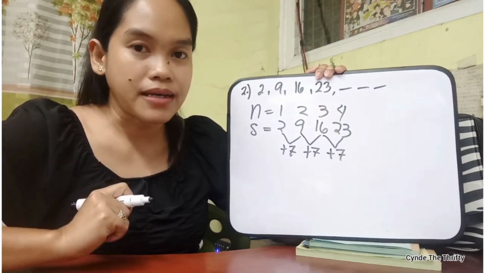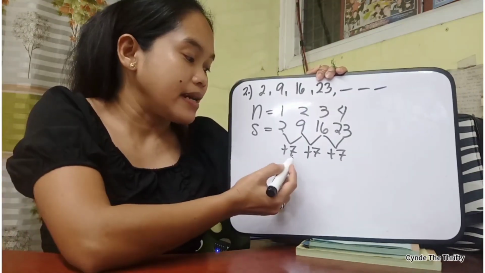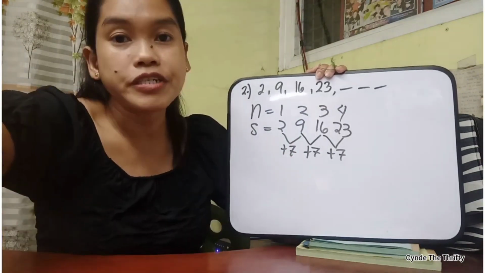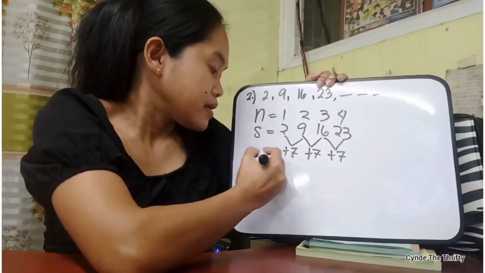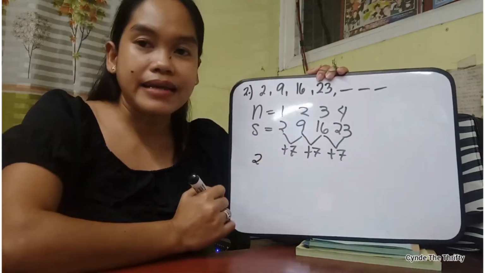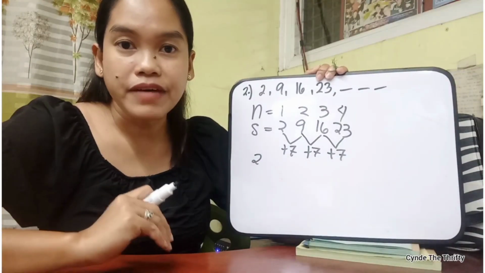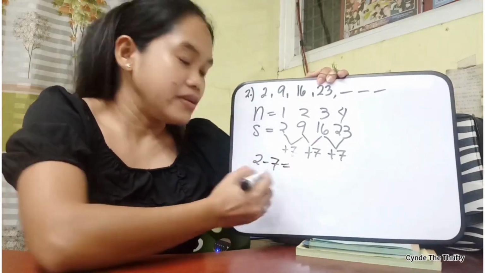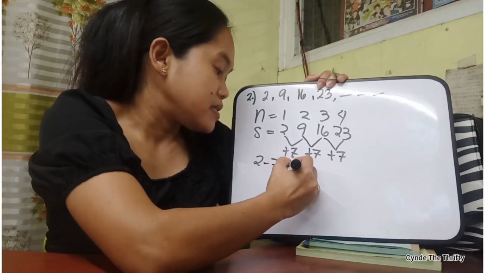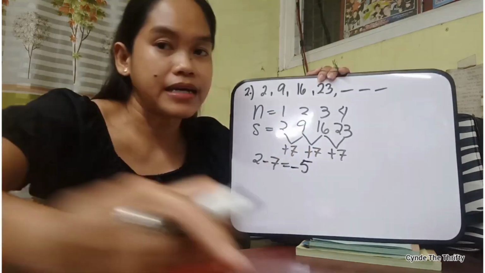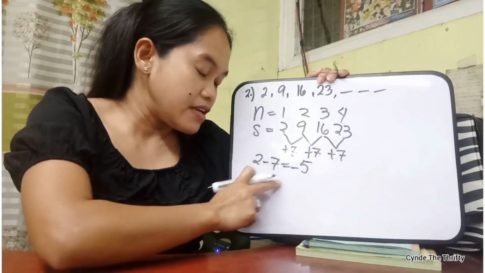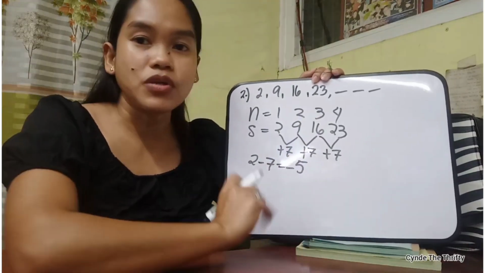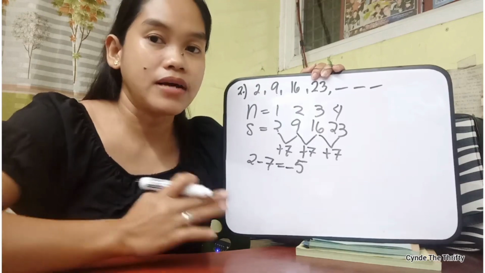Ngayon naman, ang susunod natin gagawin is isasubtract natin ang ating interval or ang ating difference sa ating first term. So, ang ating first term is 2. And pagkatapos, ang ating difference or interval is 7. So, isubtract natin siya kay 2. So, 2 minus 7 is equal to negative 5. Kasi mas malaki si 7 sa kanya. So, negative 5.